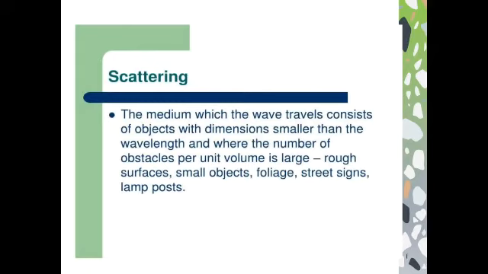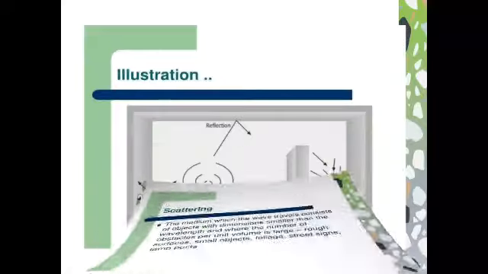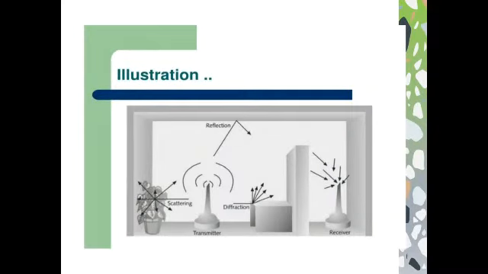Then scattering. When we are discussing scattering, the medium which the wave travels consists of objects with dimensions smaller than the wavelength, and where the number of obstacles per unit volume is large, such as rough surfaces, small objects, foliage, street signs, lampposts. Then we will have the scattering problem. Even a plant we are keeping in our house also causes scattering.